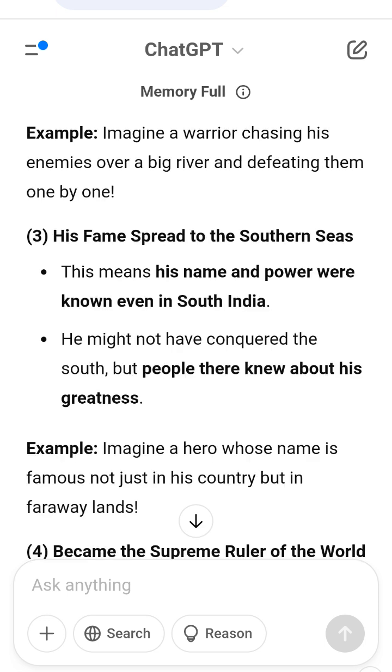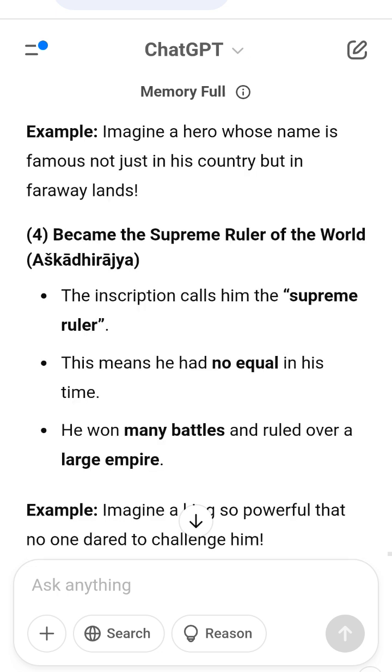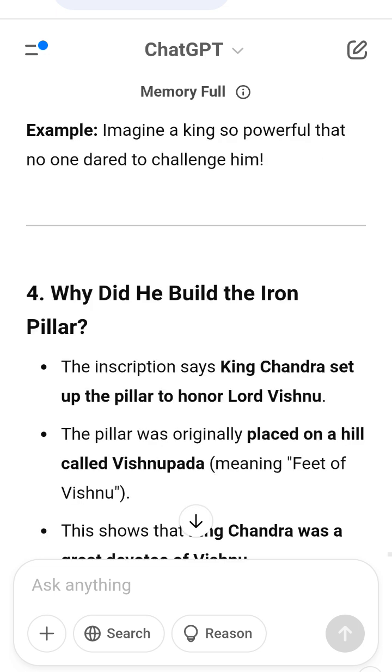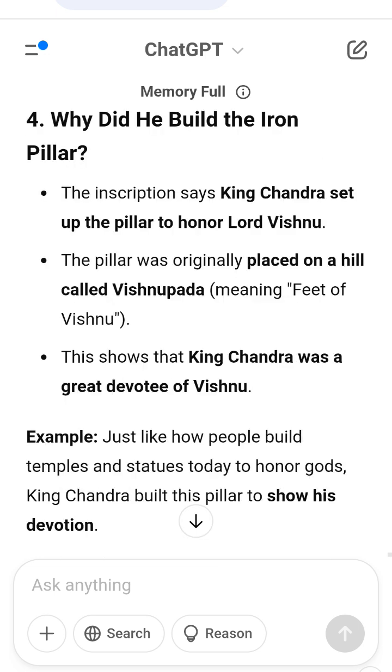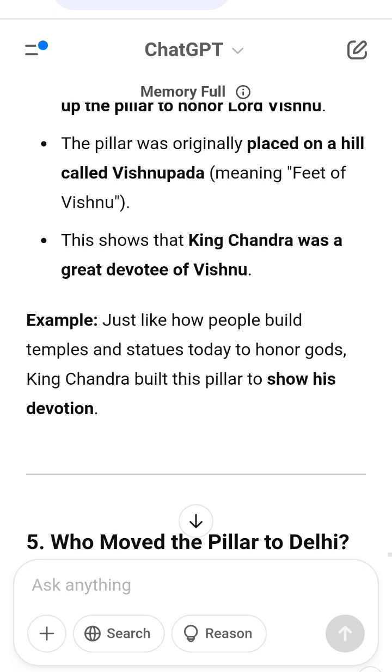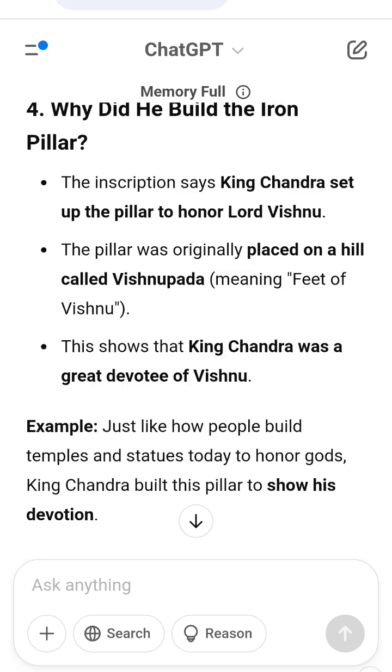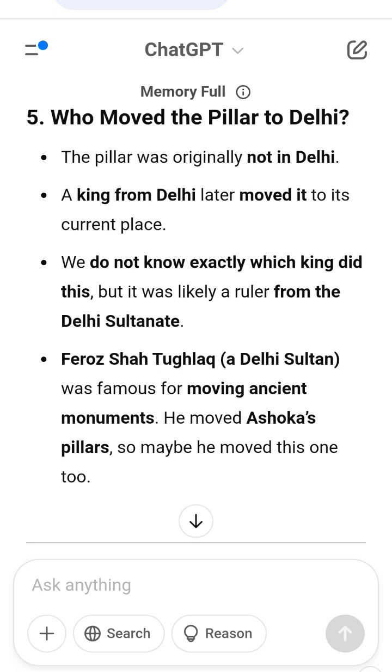Final summary, what we know and what we don't know. Facts, what we don't know. The Iron Pillar inscription talks about a powerful king named Chandra. We don't know who exactly King Chandra was. He defeated enemies in Bengal and Punjab, Valika. We are not sure if he was Chandragupta II of the Gupta dynasty. His fame reached South India. We don't know who moved the pillar to Delhi. He built the pillar to honor Lord Vishnu. We don't know where the original hill Vishnupada was.